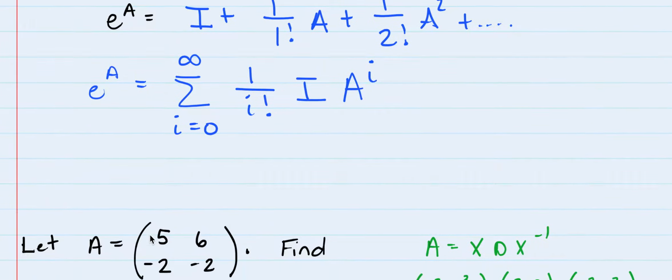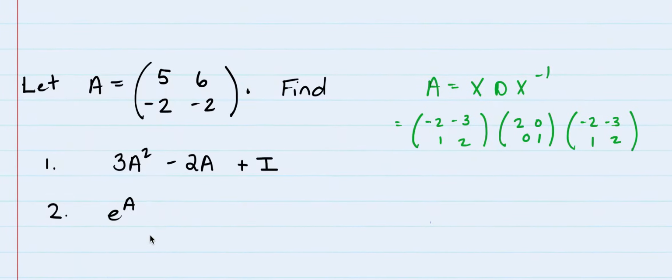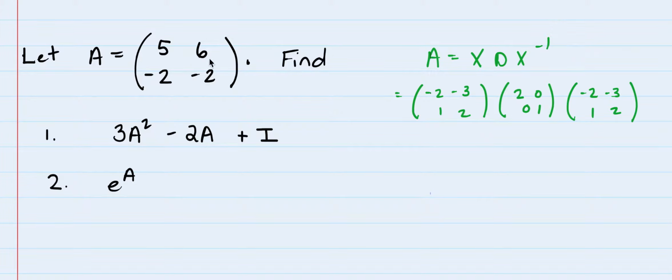So let's look at a problem. Suppose A is the matrix 5, 6, negative 2, negative 2. And I want to find these two: 3A squared minus 2A plus I, and e to the A. For the first one, I need to square A, multiply it by 3, then subtract 2 times this matrix, and then add an I. So this isn't that hard to calculate. We could use a calculator online, or we can do it by hand. I'm going to do it by hand.